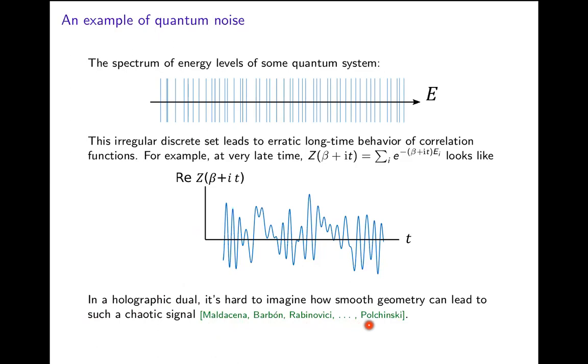And Polchinski, he didn't, as far as I know, write a paper about this, but he was really worried about it. Like he thought that this might be such a problem that it would imply that the gravity description would have to break down somehow. That it's just so hard to imagine how a smooth geometry like a black hole could lead to a crazy function like this one. Okay, so that's quantum noise.